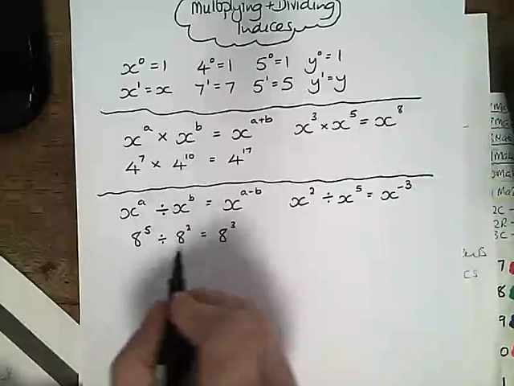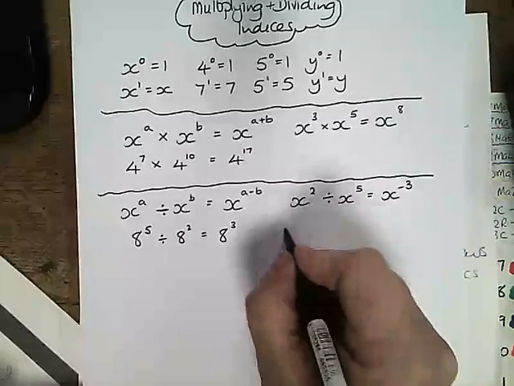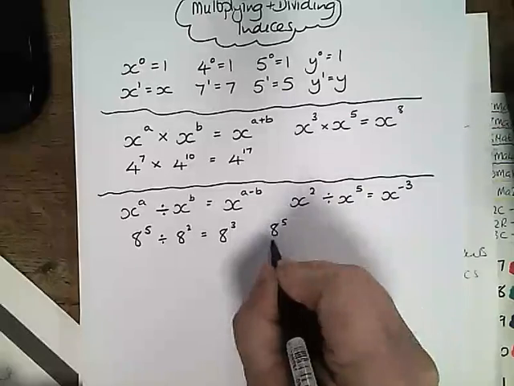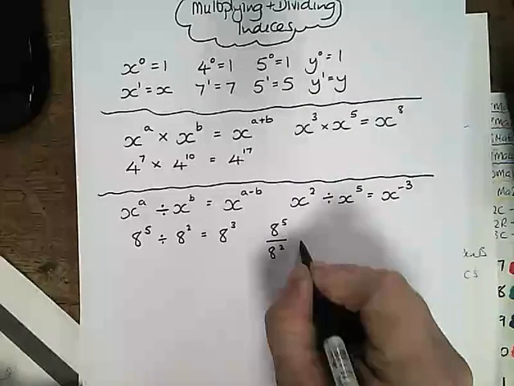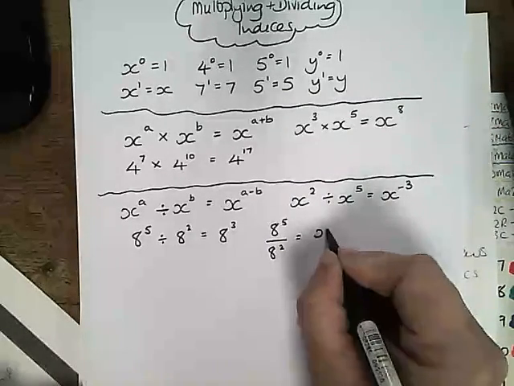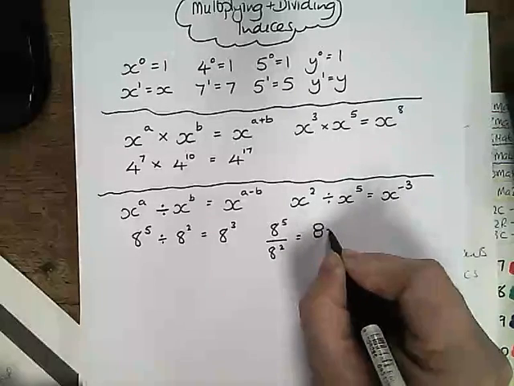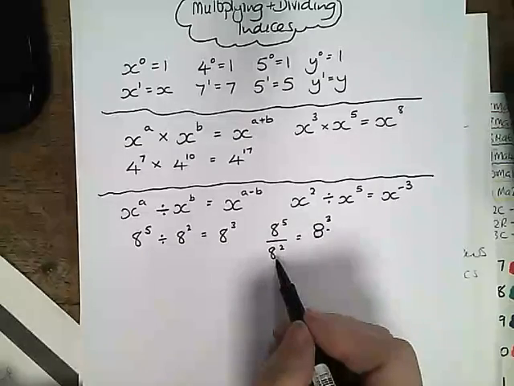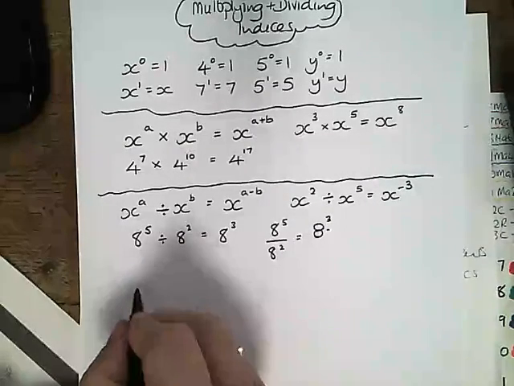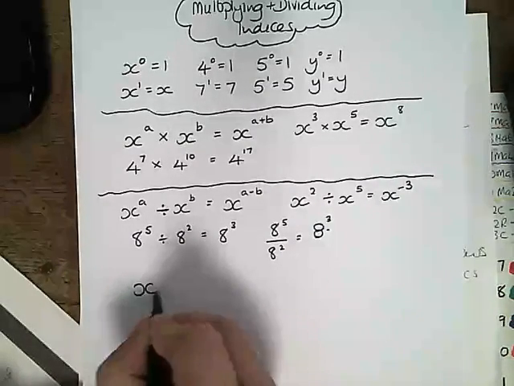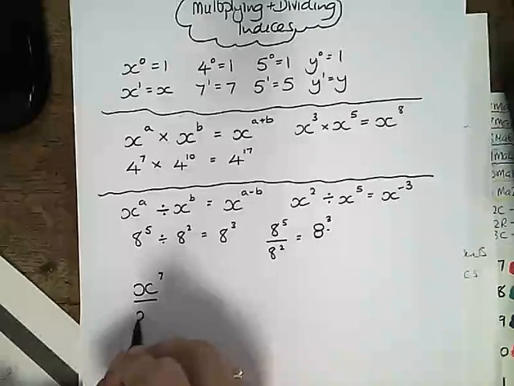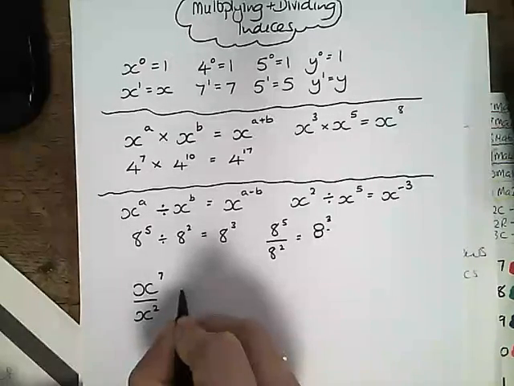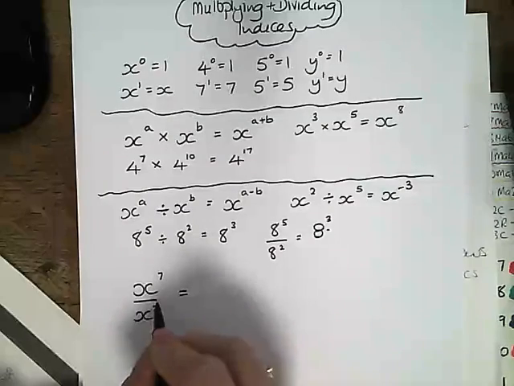When we're dividing, we could also have it as a fraction. So 8 to the power 5 divided by 8 to the power 2 would also be 8 to the power 3. Okay, so just remember, if it looks like this, or if we have it algebraically like this, x to the power 7 divided by x to the power 2, we are doing 7 take away 2, so x to the power 5.